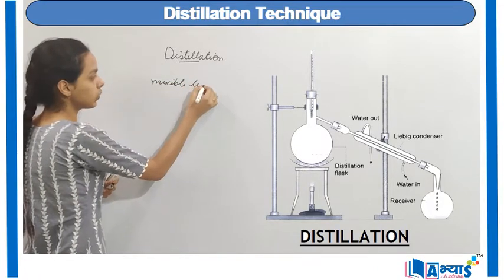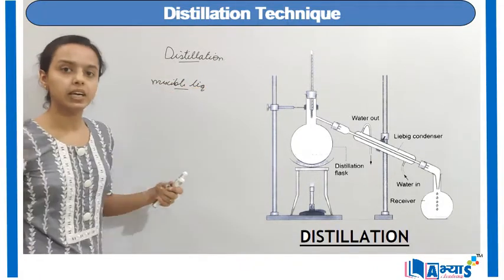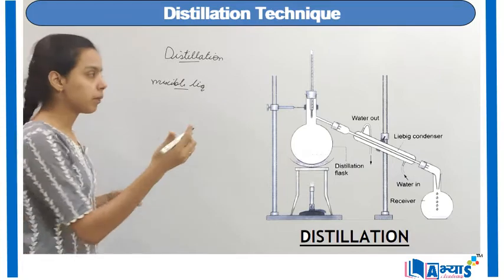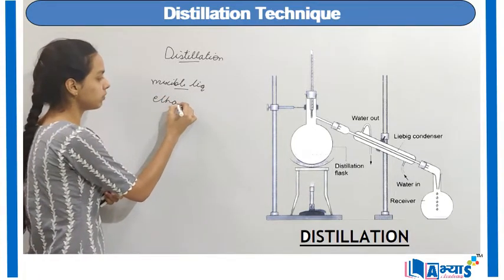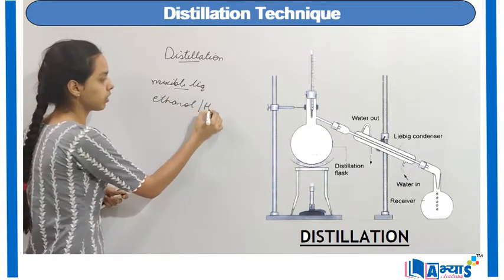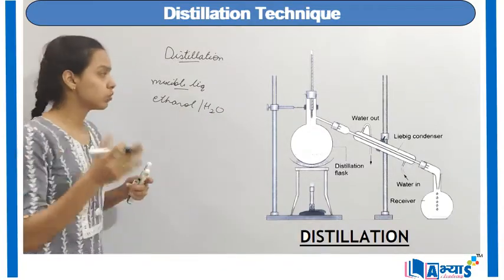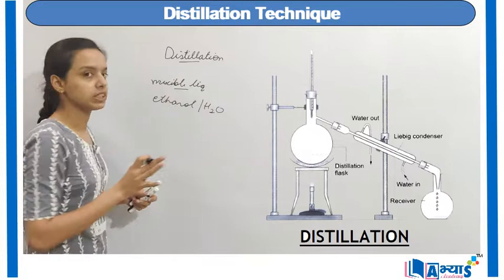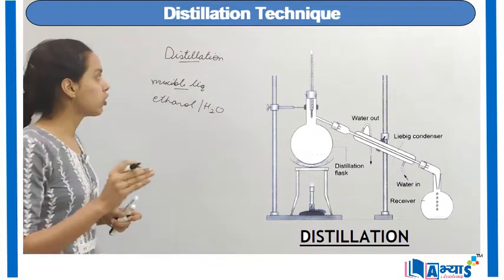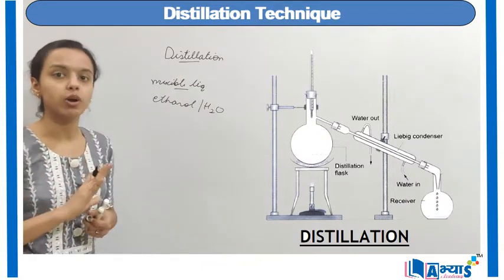Miscible liquids are those liquids which completely mix into each other. For example, if we take the case of ethanol and water, these two liquids are completely mixed into one another, so we can separate both of them by the process of distillation. This concept is based on the difference of the boiling points.